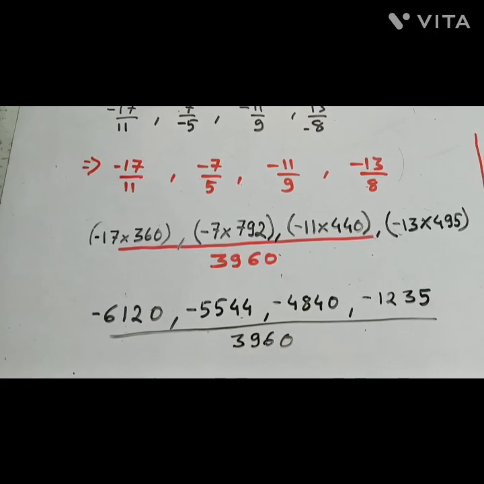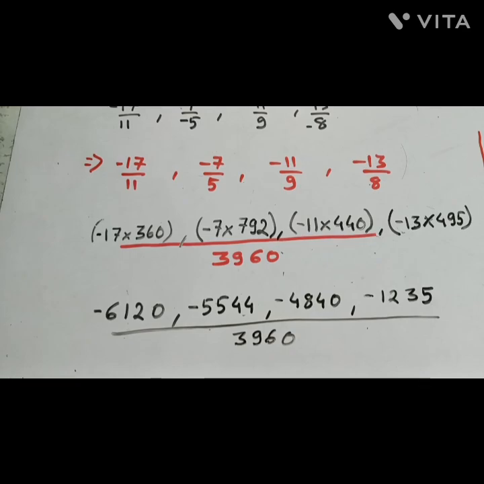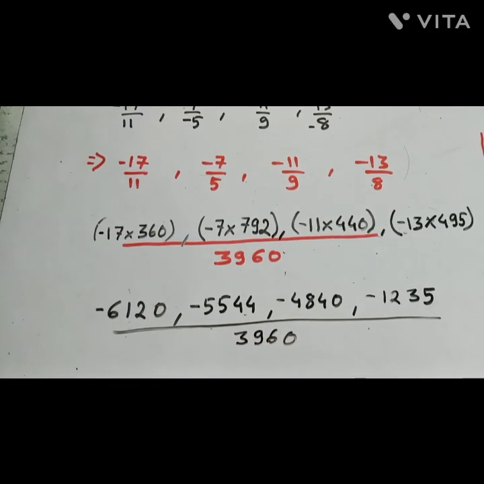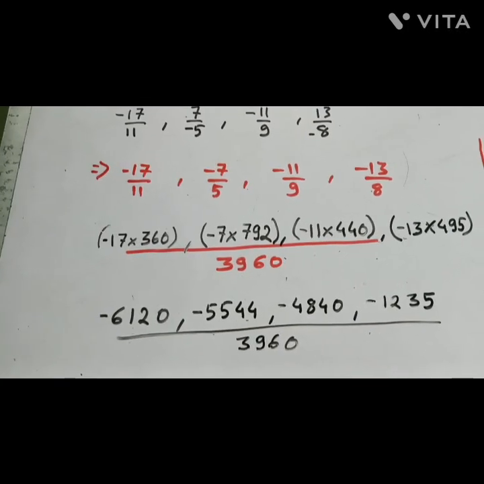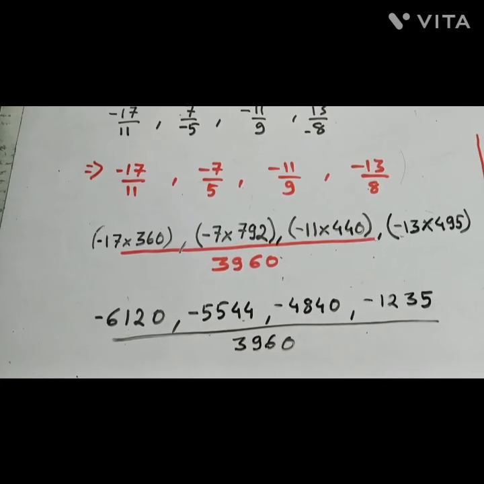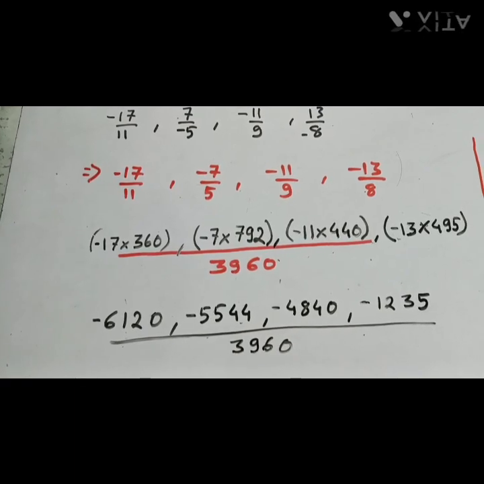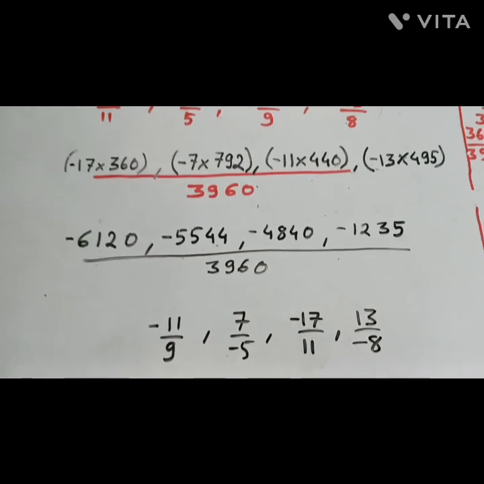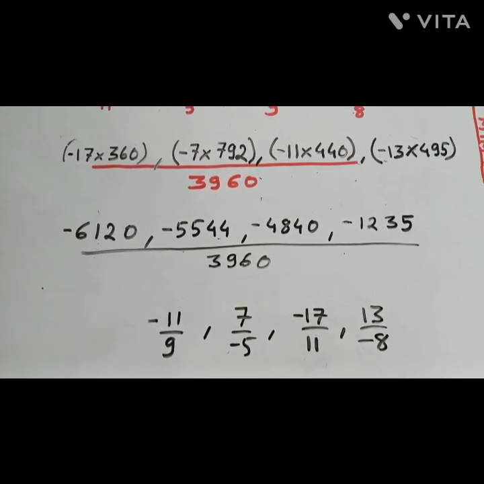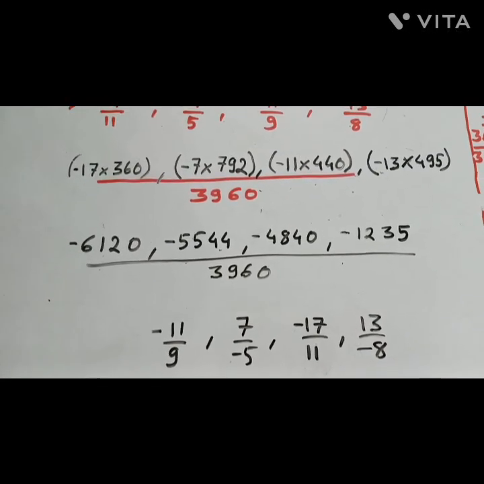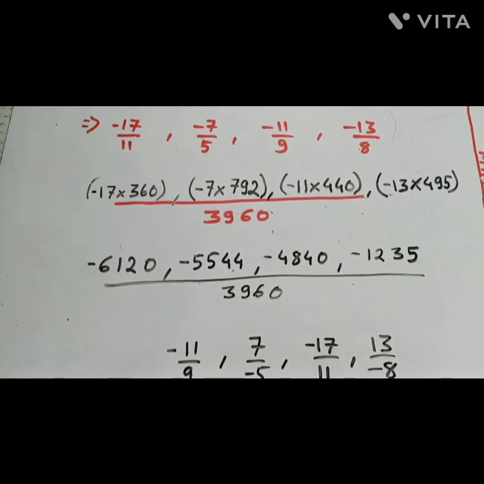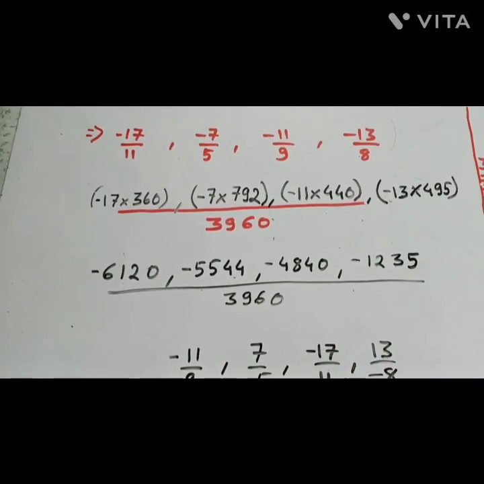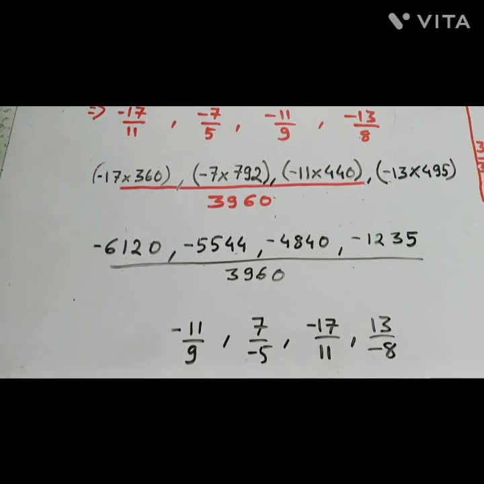As I taught you, descending order means largest first. All of them are negative, so the value which is smallest on the negative side is the largest. The smallest value is 4840, which symbolizes minus 11 by 9. Second smallest is minus 5544, symbolizing this fraction, minus 7 by 5. I will not write minus 7 by 5 but 7 by minus 5. This is the original.